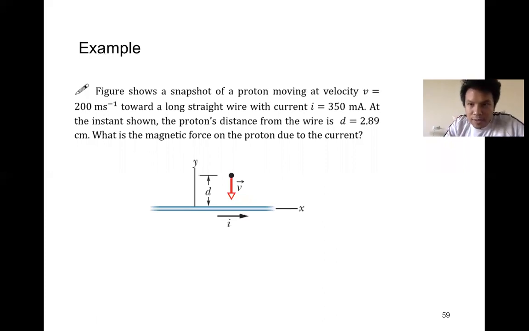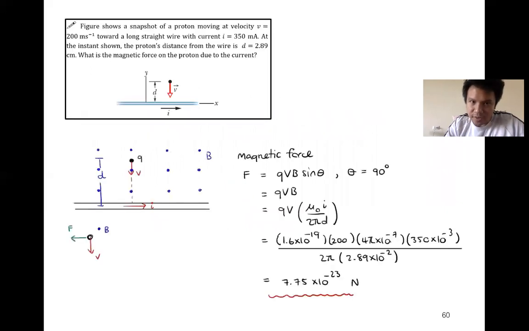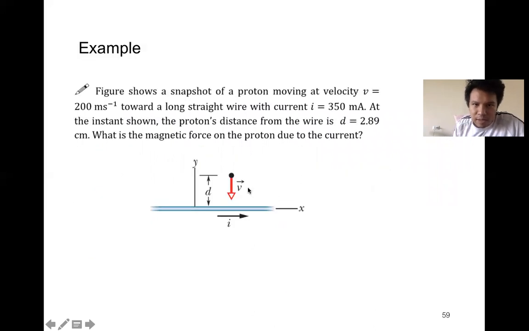All right. So this is an example that is not a wire with wire, but a wire with a charge. Okay, so they say that a proton is moving at a velocity v towards a straight wire, and the proton's distance from the wire is d. And what is the magnetic force on the proton due to the current?